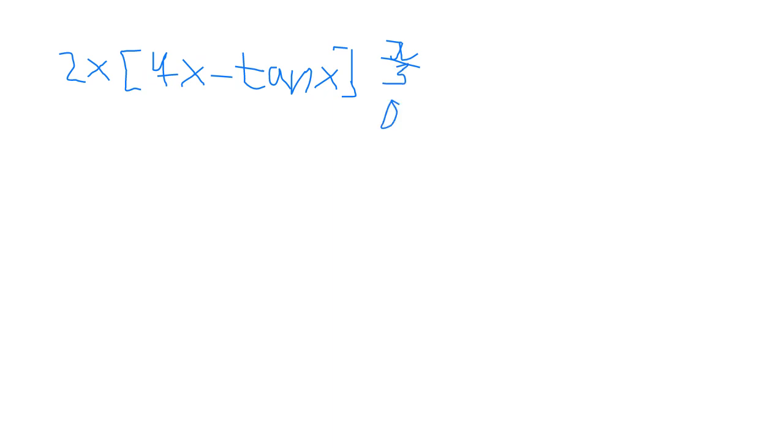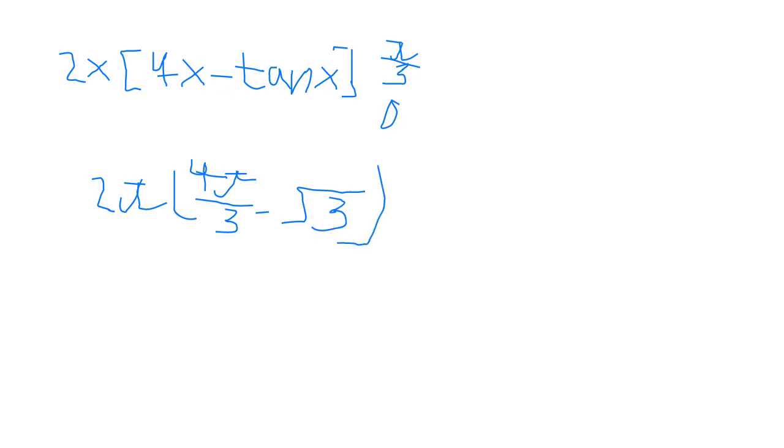And then what we would get here, in the end, we would get here 2 pi times 4 pi over 3 minus square root of 3. And then we could just simplify this.